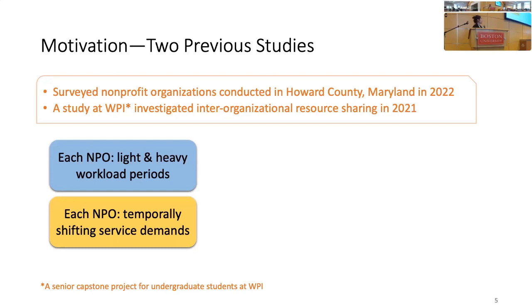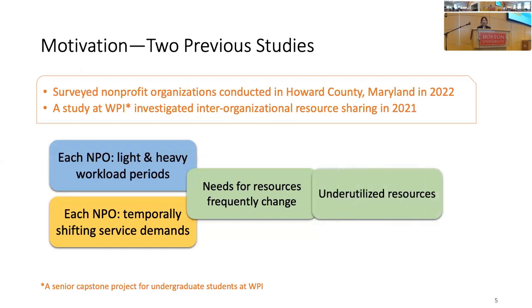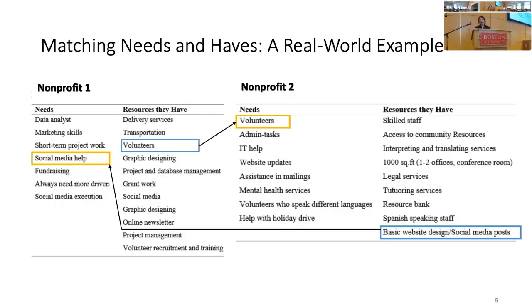We observed that each nonprofit has its own light and heavy workload periods and faces temporally shifting service demand. In that sense, their needs for resources frequently change, and at times, nonprofits underutilize their resources. Furthermore, we found that one's temporal needs can be met by another's available help.